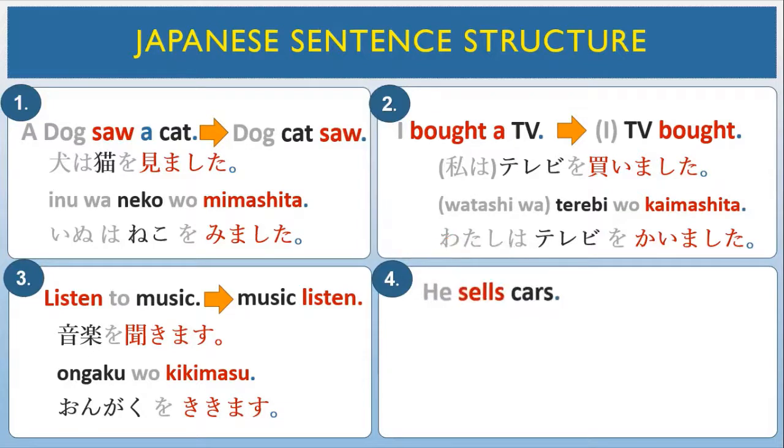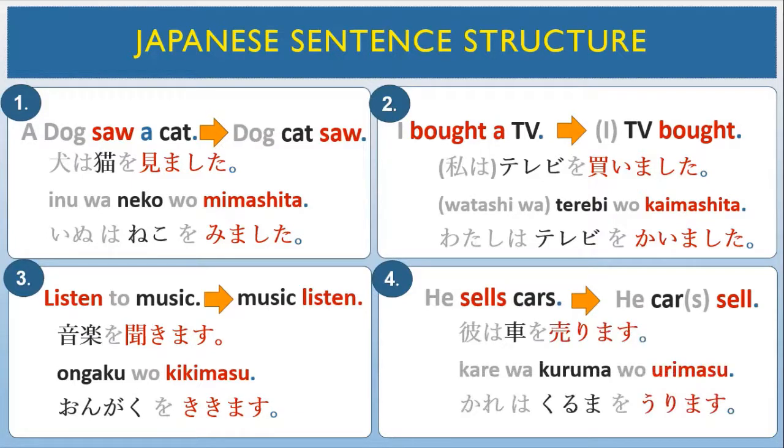All right. The last sentence is he sells cars. Okay, he sells cars. So cars is called kuruma. Okay, kuruma. And sell is urimasu. And he is kare. So it will be kare wa kuruma o urimasu. Okay. So please listen to Toshiro.